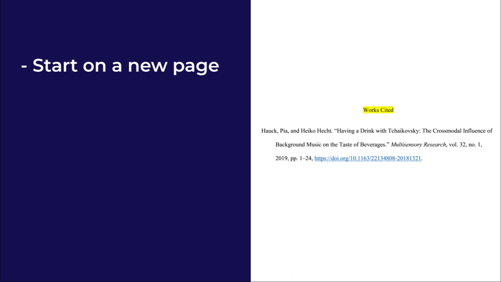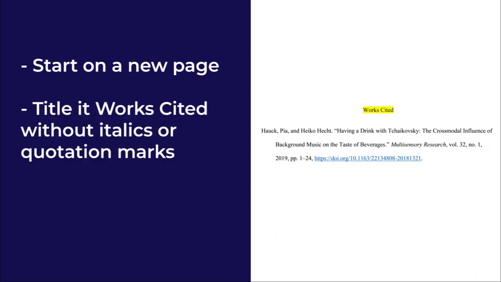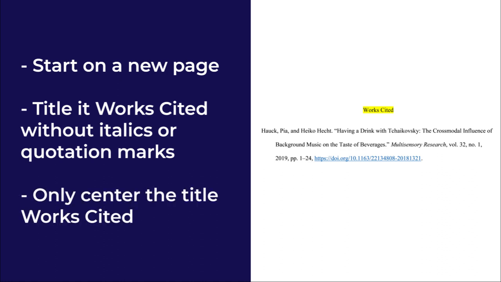Number 6. Page title. Start your works cited list on a new page at the end of your assignment and title the page Works Cited. Do not italicize the words Works Cited or put them in quotation marks, and center the words Works Cited at the top of the page. Only the title should be centered. The citation entries themselves should be aligned with the left margin.